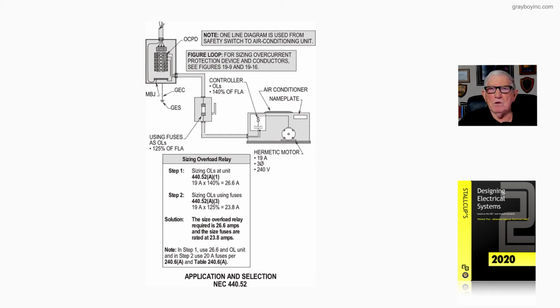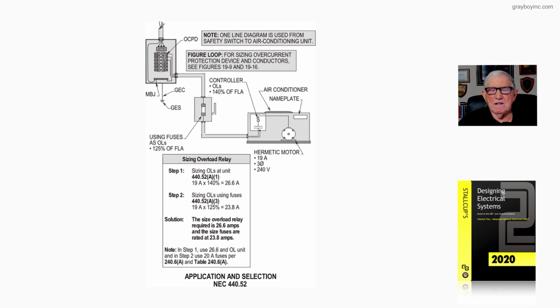Step 2 now, we're going to apply 440.52A3, and as it shows, 125% of this 19 amps FLA, and 125% of 19 would be 23.8. So you have a relay setting of 26.6, but you have a fuse rating of 23.8, which would usually be 20 amps, or a 20 amp circuit breaker.